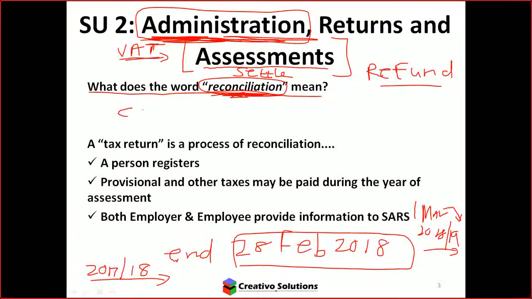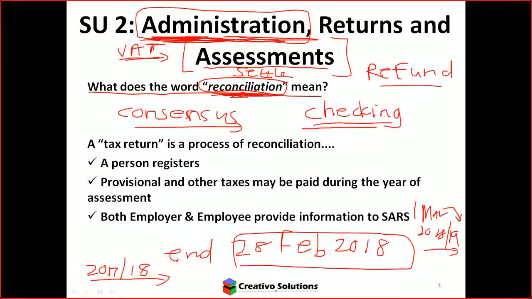Okay, reconciliation, as you said, is a way to, well, you said consensus, okay, and it is a process of checking, actually, because you are going to have records that you are going to believe are correct, and so will SARS. SARS is a separate institution. You are an individual, okay? Who else is part of this relationship?